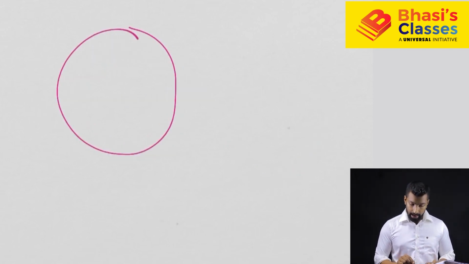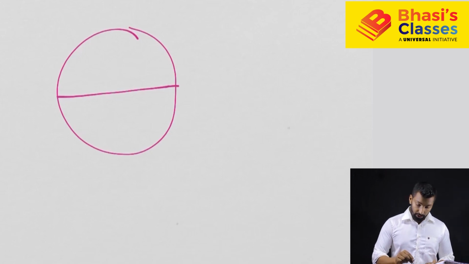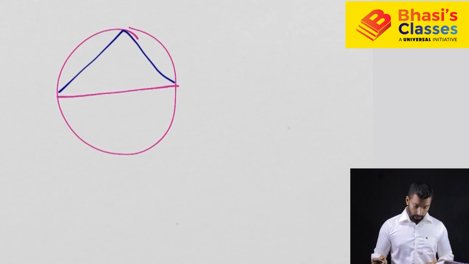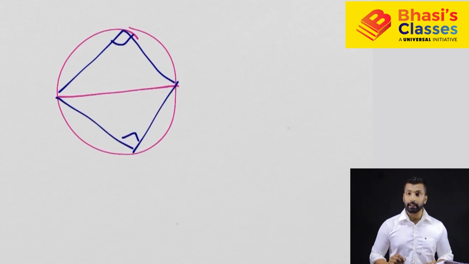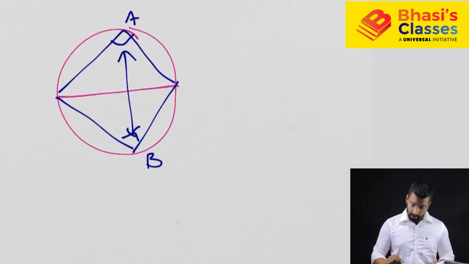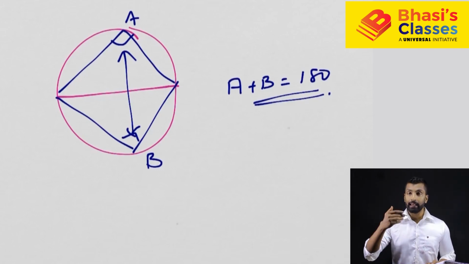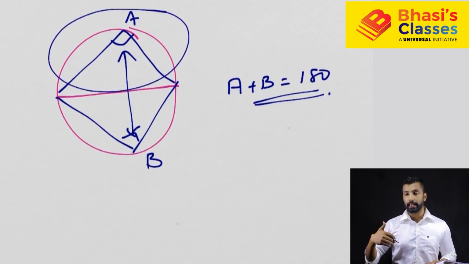Now one more case: take a circle, with this as the diameter, and consider a cyclic quadrilateral. This will be 90 and this will be 90, so if you add these two angles, that is 180. If you put this as A and this as B, A plus B is equal to 180. That is obvious, since cyclic quadrilateral is what we are discussing. Basically you have flipped it over to this side, so obviously this is also 90 and the total is 180.